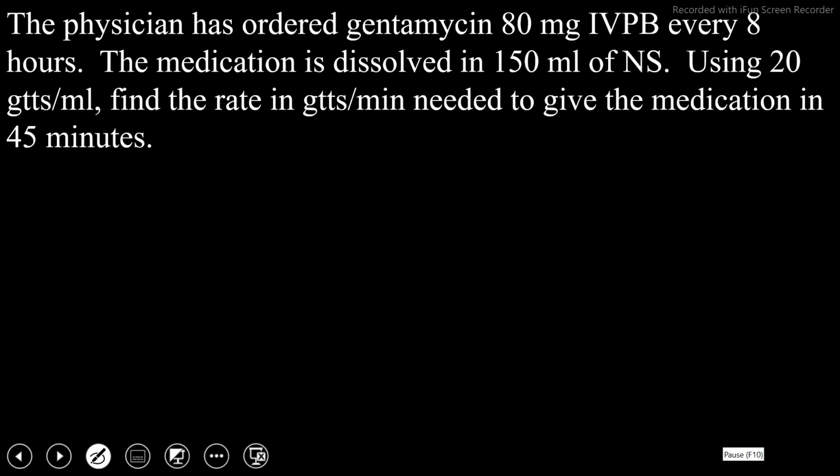Next problem, which is also our last problem for this video. If you want to know heparin calculations, that will be the next video. So the physician has ordered gentamycin, which is an antibiotic, 80 milligrams IVPB every 8 hours. The medication is dissolved in 150 ml of normal saline using 20 drops per ml. Find the rate in drops per minute needed to give the medication in 45 minutes.